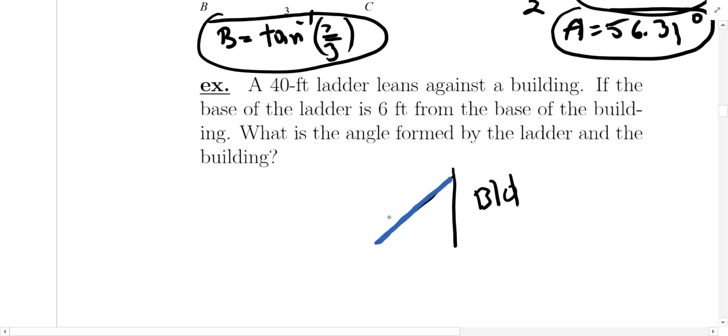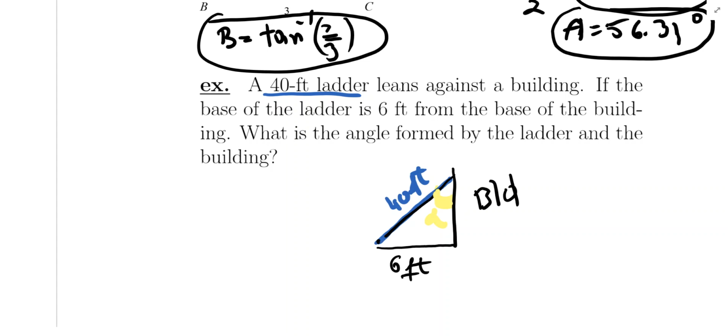Okay, this is the ladder, and it's 40 feet, and it leans 6 feet away from the building, so that means that this is 6 feet. Okay, and we are asked what is the angle formed by the ladder and the building. Well, this is the ladder and this is the building, so we're asked what is this angle right there. So let's call this alpha. So this is what we are asked.